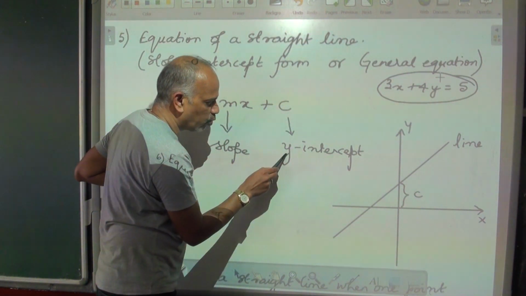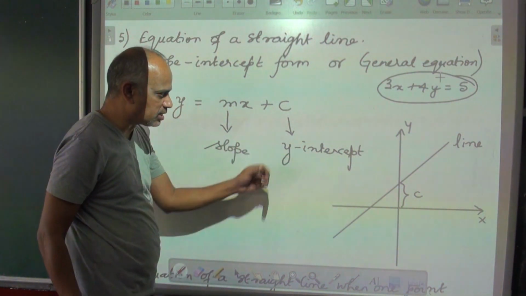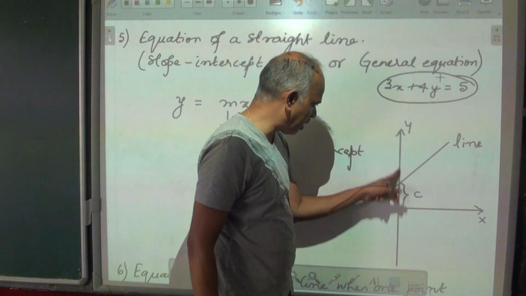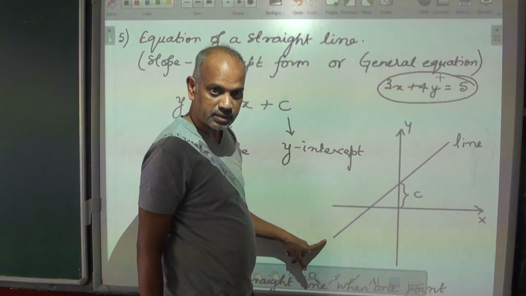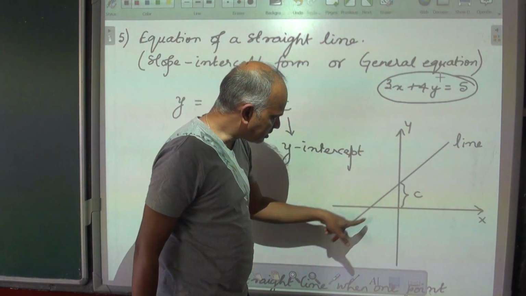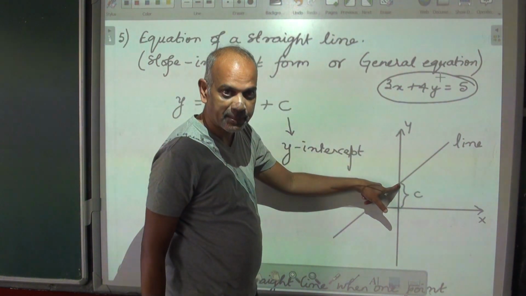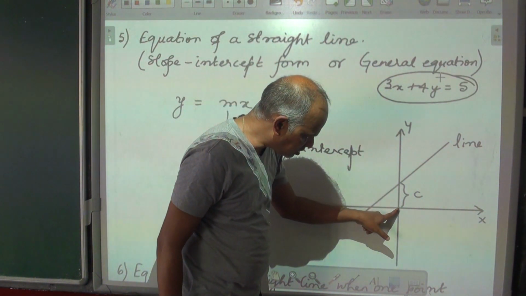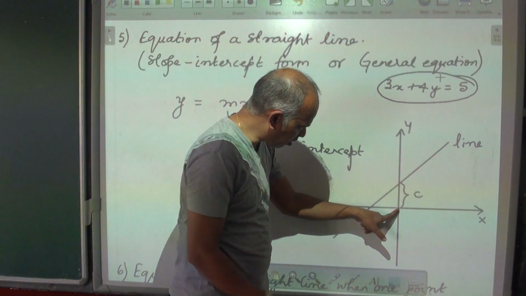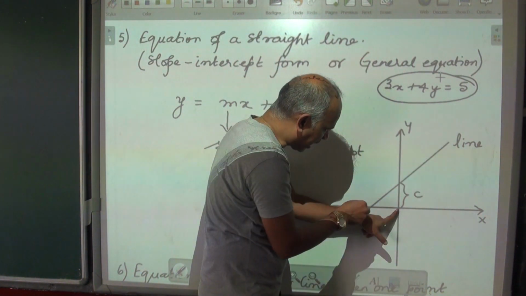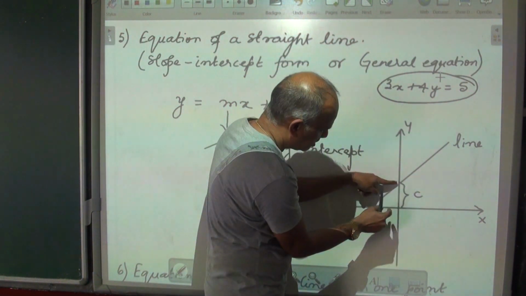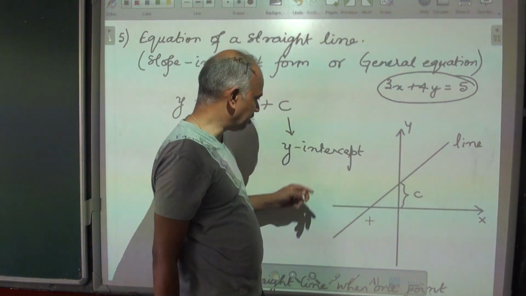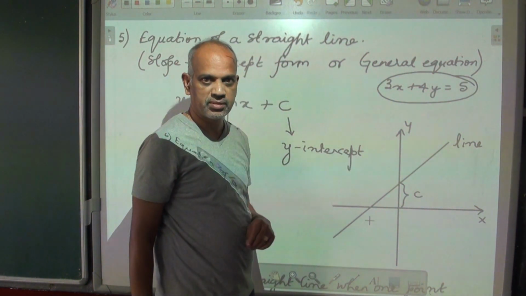C is the y-intercept. Now what is this y-intercept? I've drawn the figure here. Look at this. This is the x-axis, this is the y-axis. This is the line. This line cuts the y-axis here. It meets the y-axis at this point. The distance from the origin, this is the origin, to where this line meets the y-axis, this distance is called c, otherwise called the y-intercept.